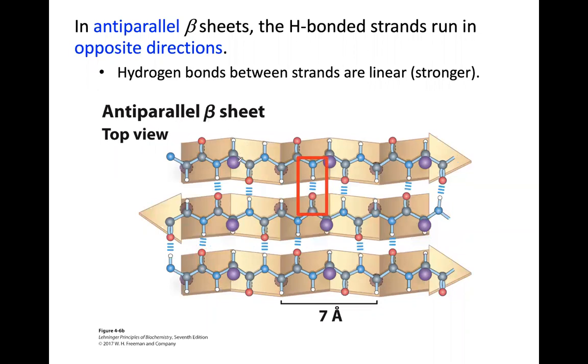So here we have the amide bonds running in this direction. This is the amide bond going in this direction, and this is the amide bond going in this direction. And so here we have the hydrogen bond between the, so this will be the hydrogen bond donor. This is the hydrogen bond acceptor.